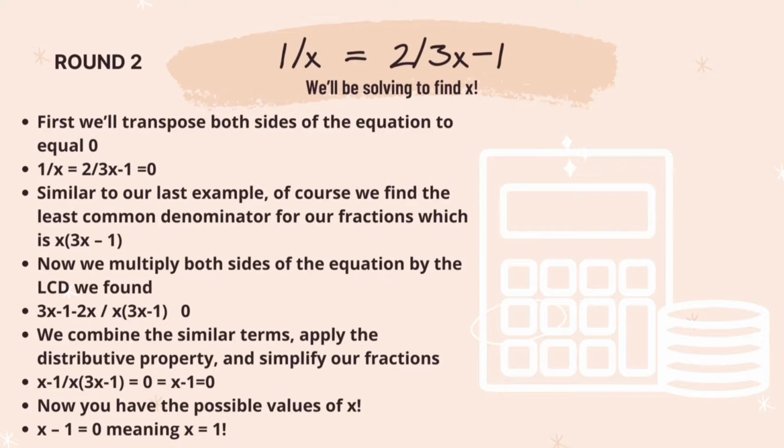Now you have the possible value of x. x minus 1 equals 0, meaning x is equal to 1.